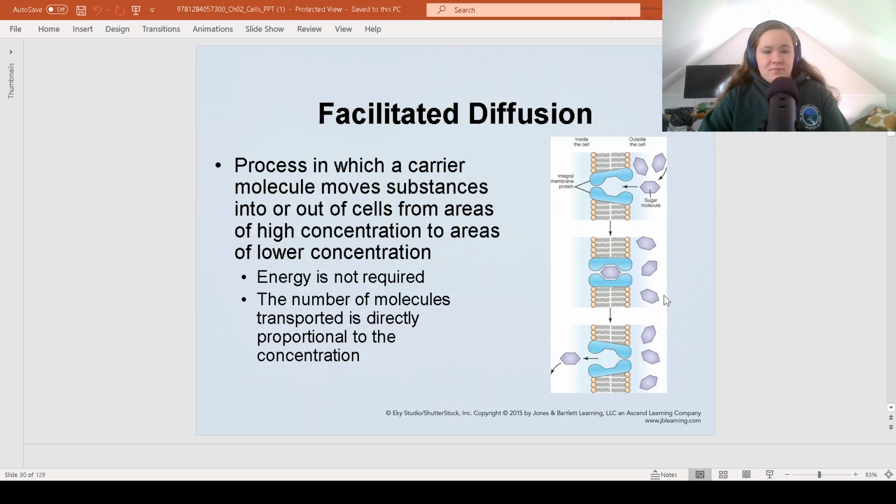Facilitated diffusion is the process in which a carrier molecule moves a substance into or out of a cell from areas of high concentration to areas of lower concentration. Energy is not required, and the number of molecules transported is directly proportional to the concentration. So here you can see it kind of acts like a little bridge. They rotate on an axis. The integral membrane protein right here wants to get that sugar molecule in. They open up on the outside and let the sugar molecule in. They close, sealing off this side, and then they open back up, forcing it to eject, and therefore getting the sugar molecule inside the cell.